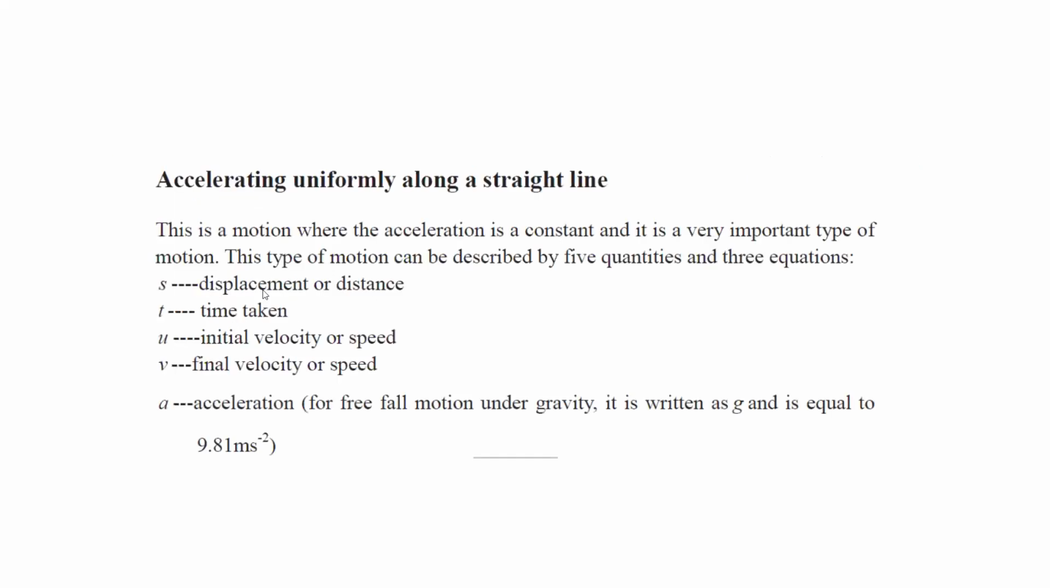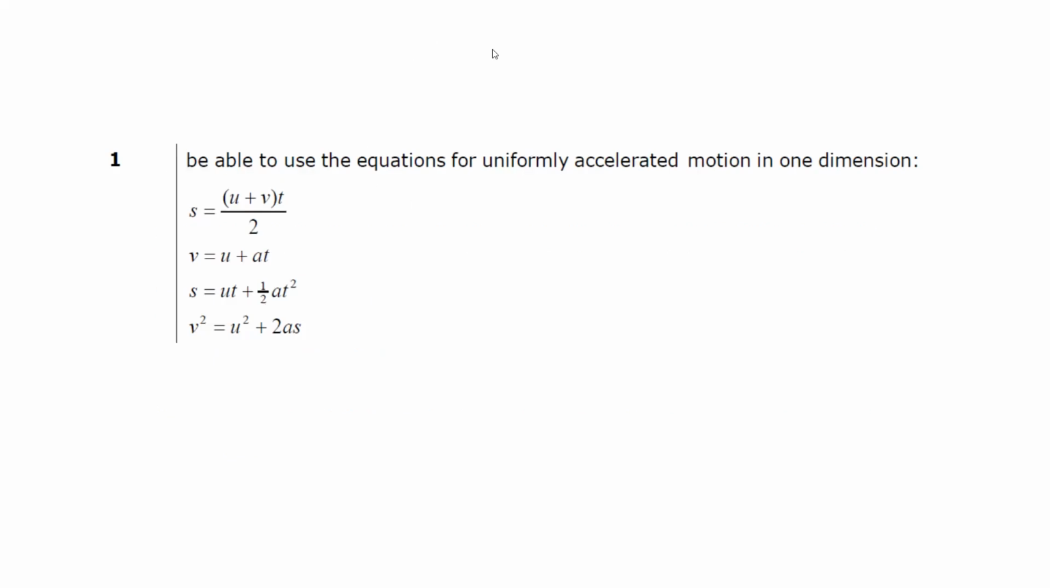What are the meanings? S stands for the displacement or distance, t is the time, u is the initial velocity or speed, v is the final velocity or speed, and a is acceleration. If an object is falling, or moving against the gravity of the earth, then when it is falling its acceleration will be equal to 9.8, and when it is rising its deceleration will be equal to minus 9.8. So these equations you have to memorize.